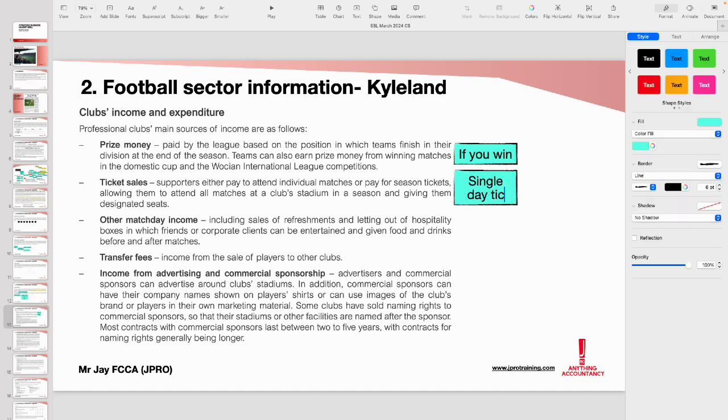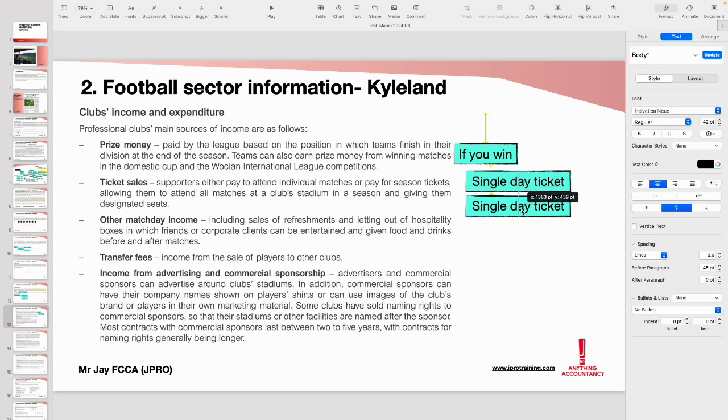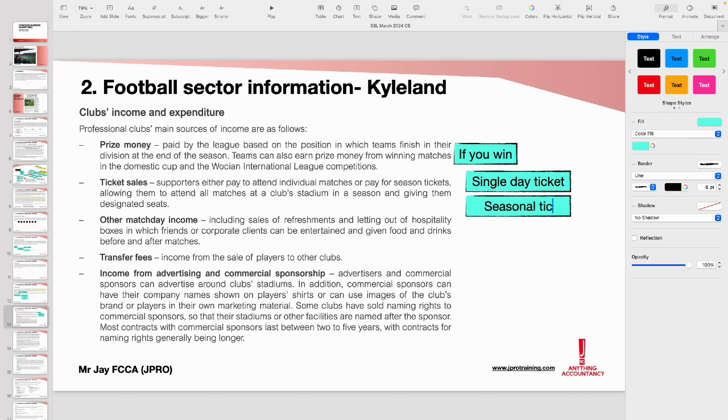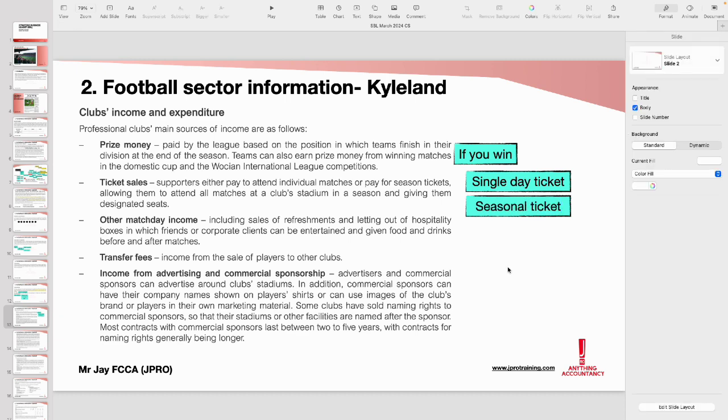You have single day ticket sales, and you also have another one called seasonal tickets. When we say seasonal tickets, you need to be aware whether it's worthwhile for the company to sell a seasonal ticket to the fans, and whether that is cheaper. This is going to be some kind of calculation you need to be aware of. Remember, if you do not have enough cash flow or income, you may want to cover your costs. You may sell seasonal tickets to be recognized.